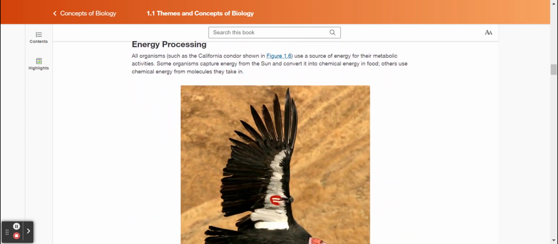Energy processing. All organisms, such as the California condor shown in Figure 1.6, use a source of energy in their metabolic activities. Some organisms capture energy from the sun and convert it into chemical energy in food. Others use chemical energy from molecules they take in.